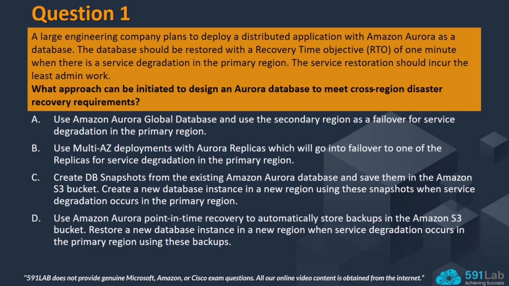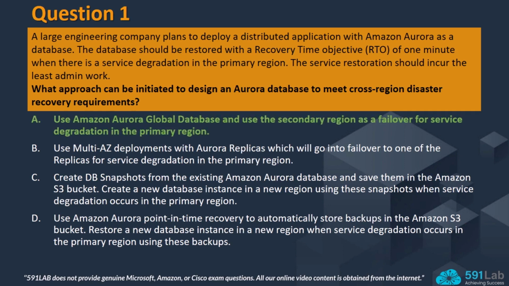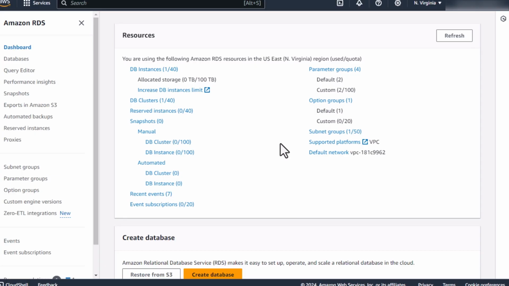For a cross-region disaster recovery scenario with 1-minute RTO and least administrative work, option A, use Amazon Aurora Global Database, is the most suitable choice. This approach allows for automatic failover to a secondary region with minimal intervention. Alright, so let's dive into the console and explore the process of enabling Aurora failover.